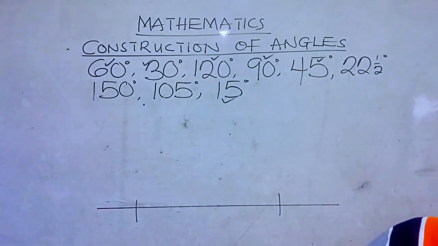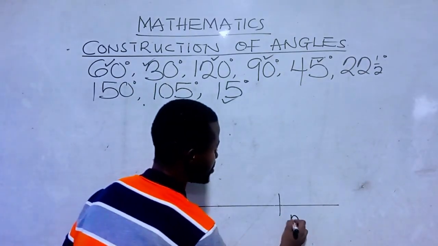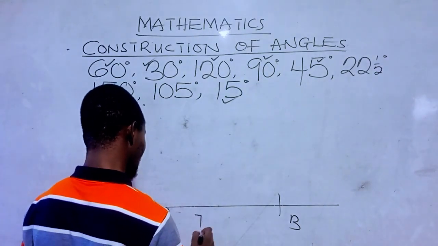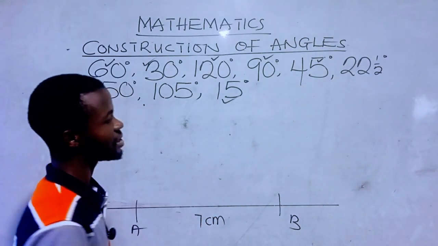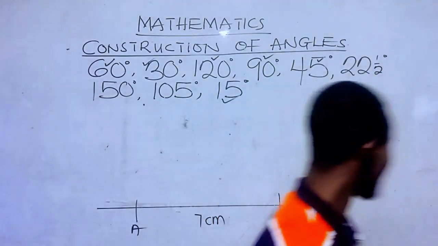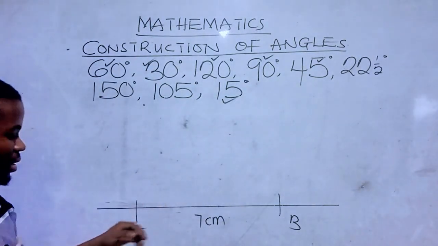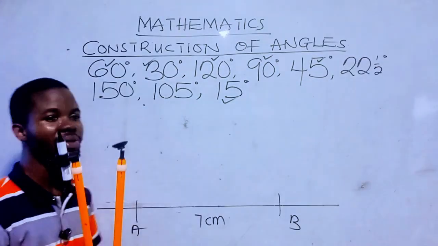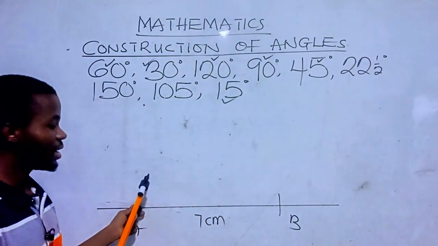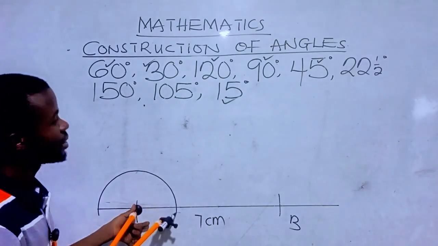Now, let me name this to be A. Let me name here to be B. And then let me write the length. This is, let's say, 7 centimeters. Now, I'm constructing my angle at A. I'm constructing the 45 degrees at A. What do I do? I open to a reasonable radius like 2 centimeters. I stand at A, then I make an arc like this.